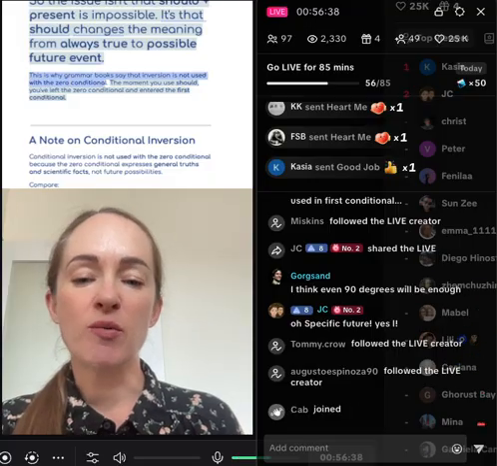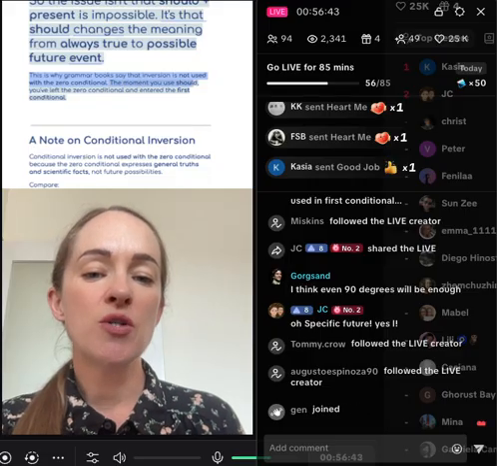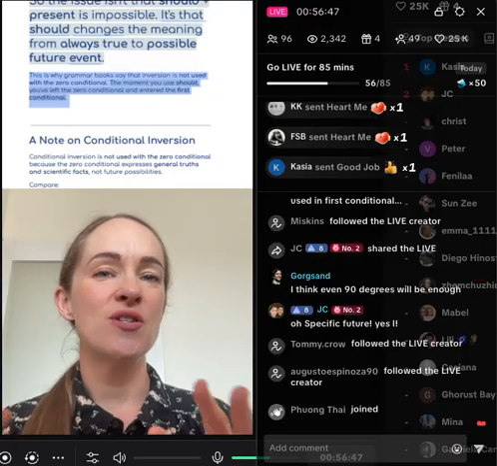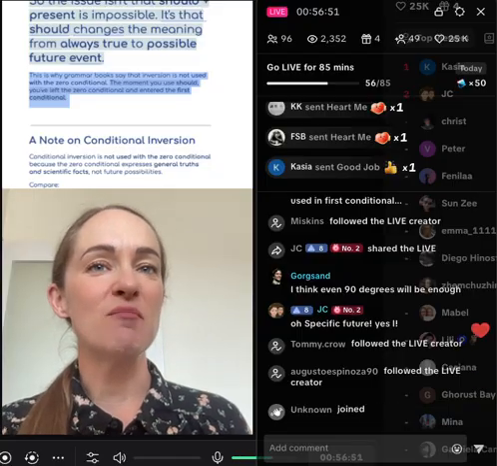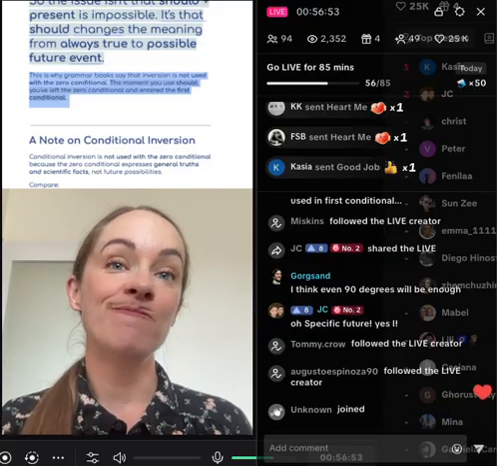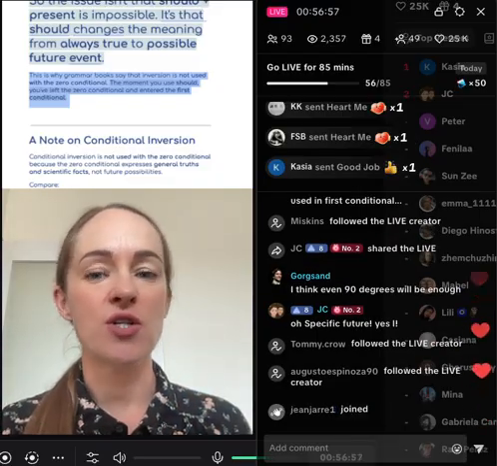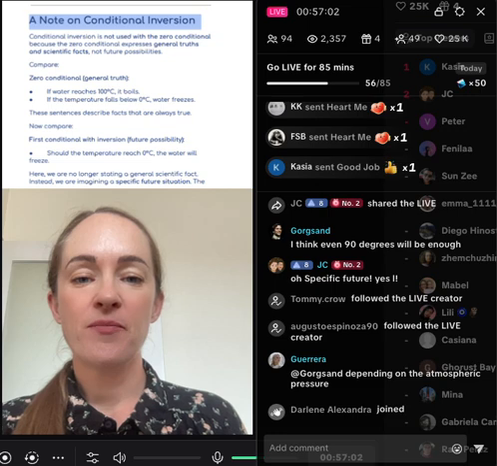This is why grammar books say that inversion is not used with the zero conditional. The moment you use should, you've left the zero conditional and entered the first conditional. Even though it doesn't sound that bad, technically, once you say should, you've left the zero conditional. Okay, now a note on inversion.